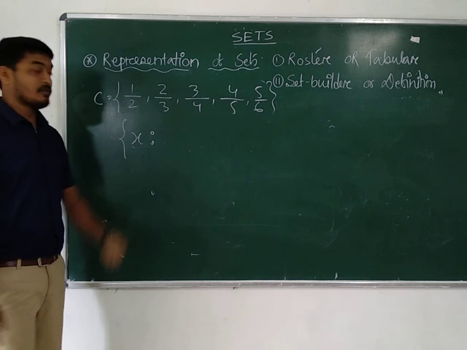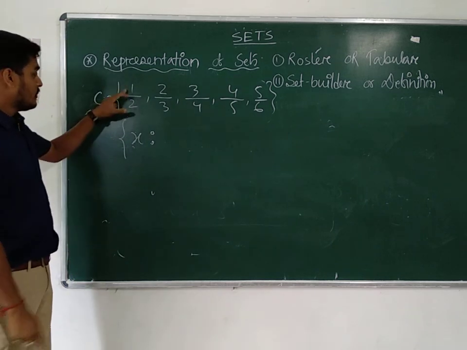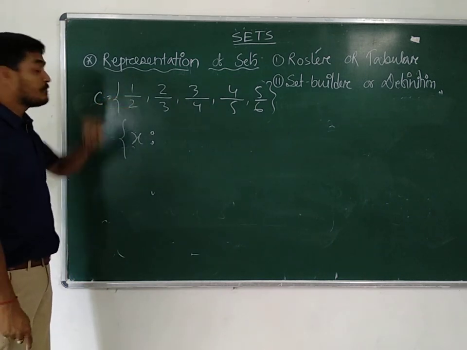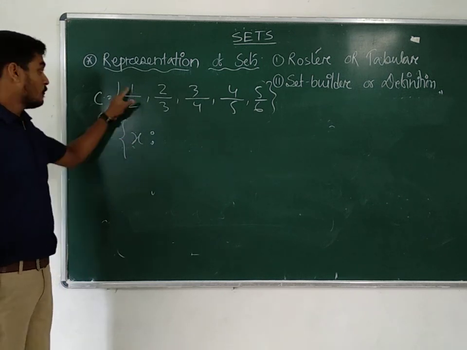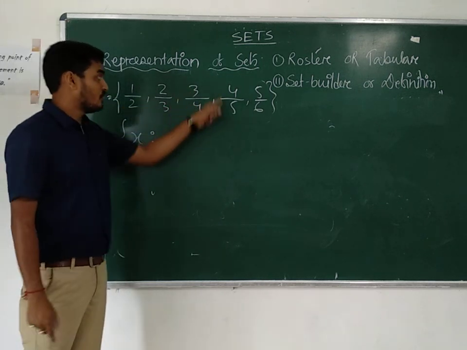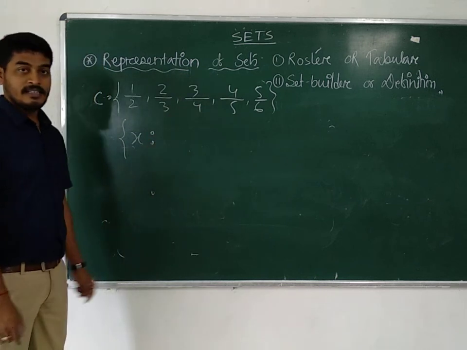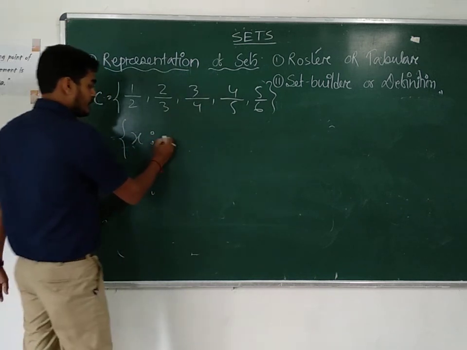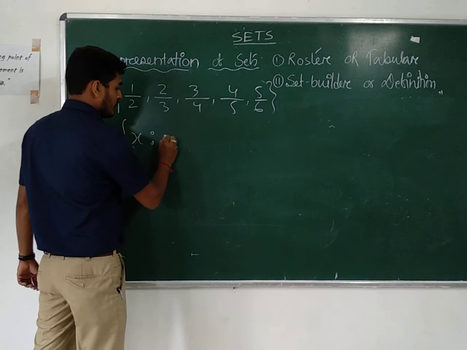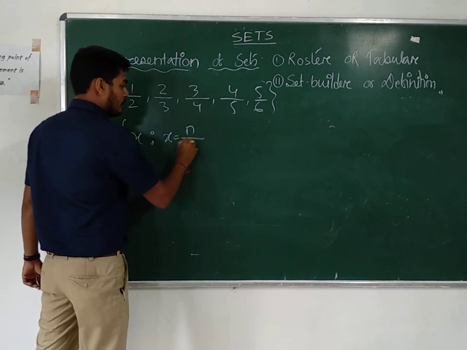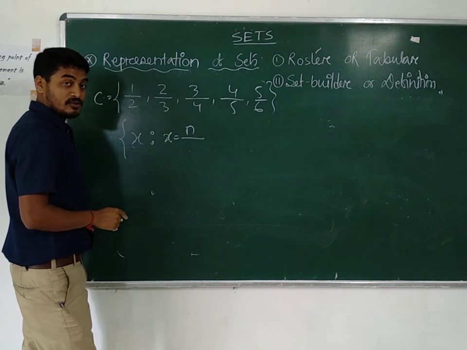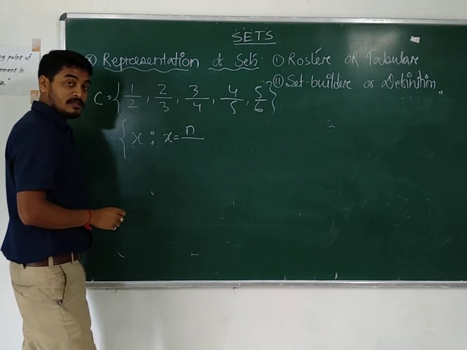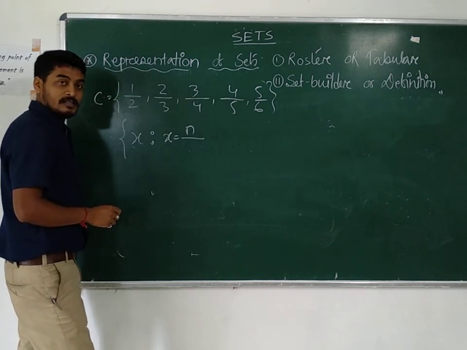What is similar among them? If you observe carefully, the denominator is increased by 1 from the numerator. The ratio of numerator to denominator is 1 by 2, 2 by 3, 3 by 4, 4 by 5, 5 by 6. So that means I have written here x is equal to n by n plus 1, both are changing. So that's why you have to use variables in place of the numerator as well as the denominator.